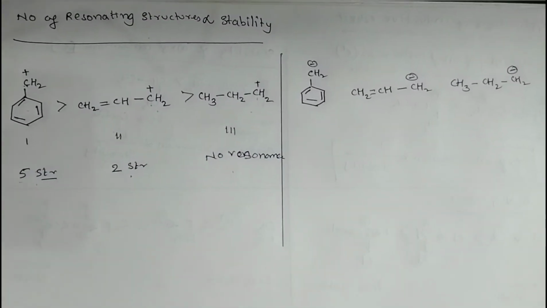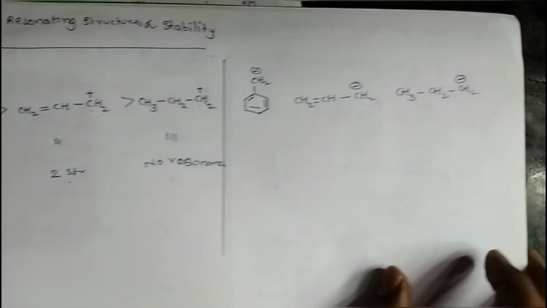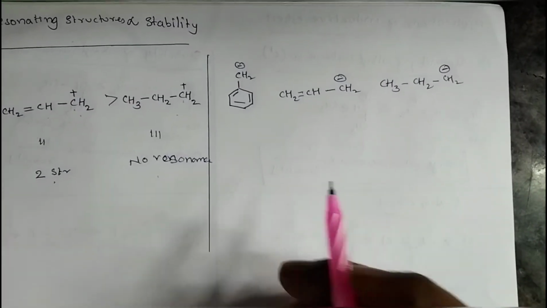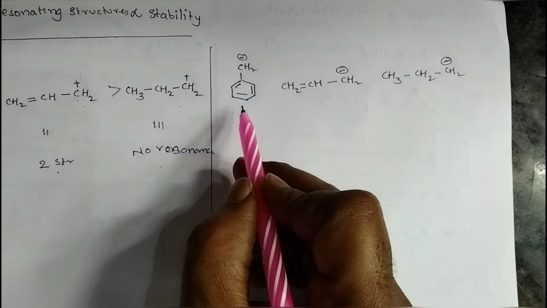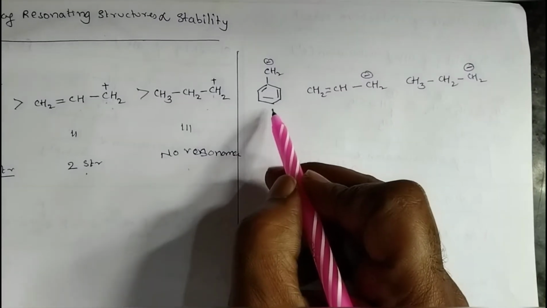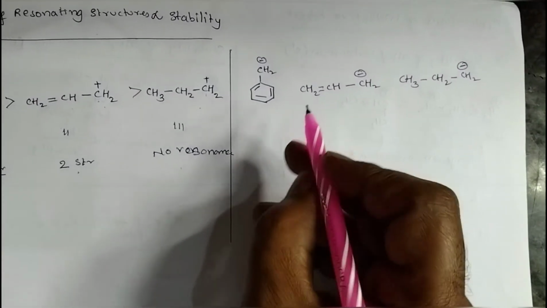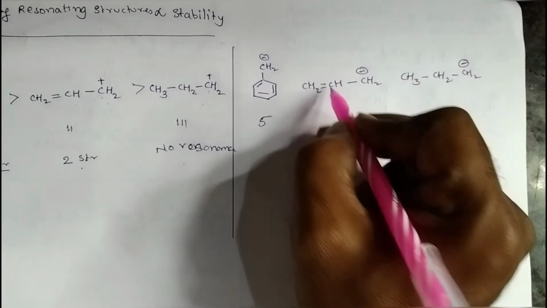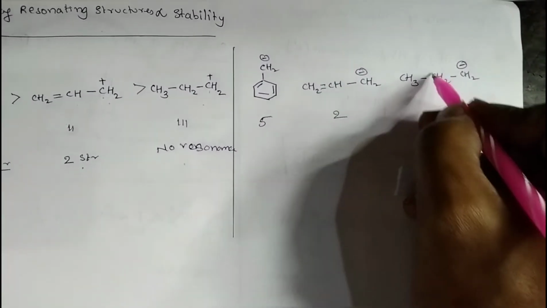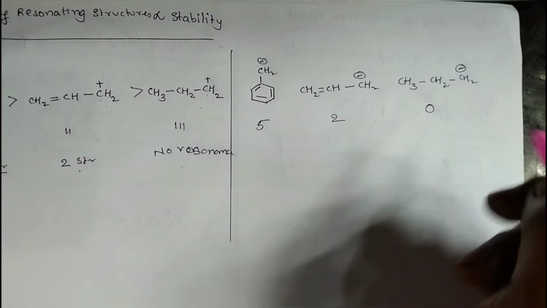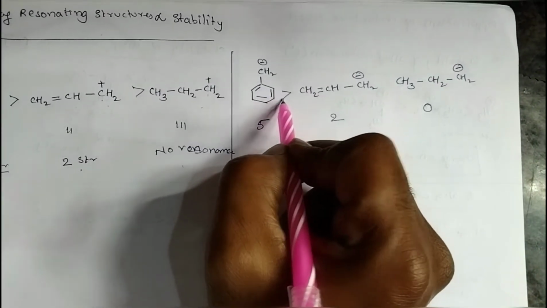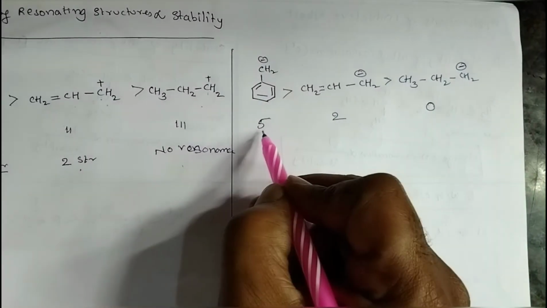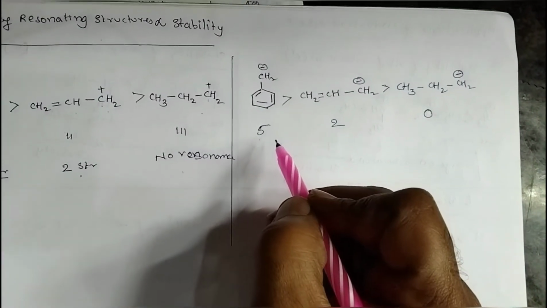Okay, next in case of carbanions, here also we need to follow a similar procedure. The more the number of resonating structures, the more stable. So this compound shows 5 resonating structures, this compound shows 2 resonating structures, and here 0 resonance, right? So this one is more stable than this one because of more resonating structures.